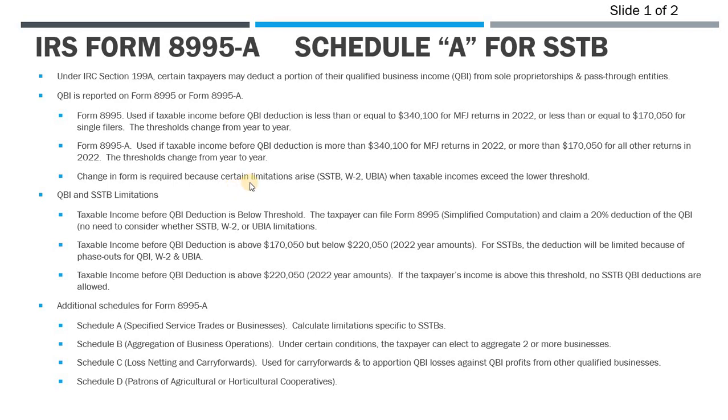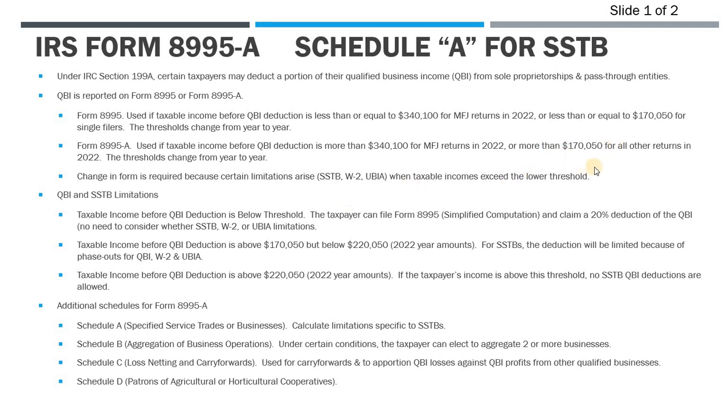Now, why is that important? Why does it matter? Well, when your income is below these initial thresholds, you don't have to worry about things like, do you have a specified service trade or business? You don't have to worry about W-2 limitations or UBIA limitations. So whatever your qualified business income is, you take a 20% deduction. It's still subject to the overall 20% taxable income limit, but the calculation is very simple because you don't have to worry about any kind of phase outs or other calculations.